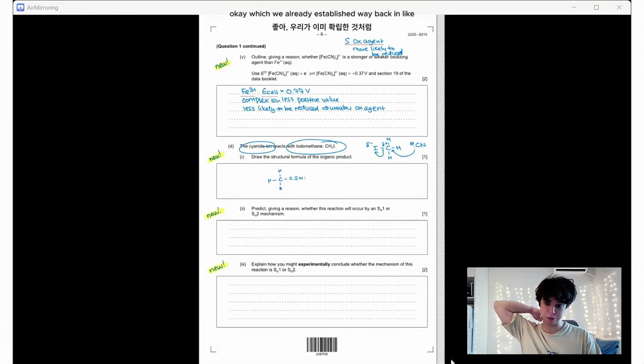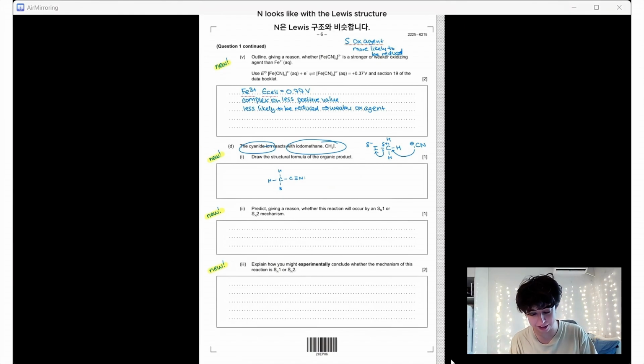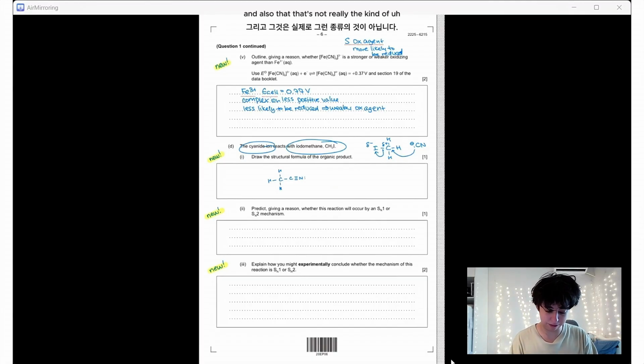Which we already established way back in like 1A of this question, and that's what CN looks like with the Lewis structure. So that is going to be the structural formula of the organic product. It's important to note that it says structural formula, so you need to actually draw the carbons and the hydrogens, and also that that's not really the kind of skeletal structure there.